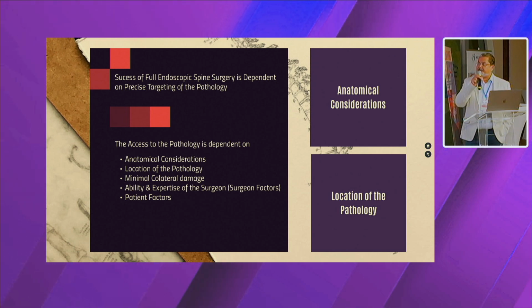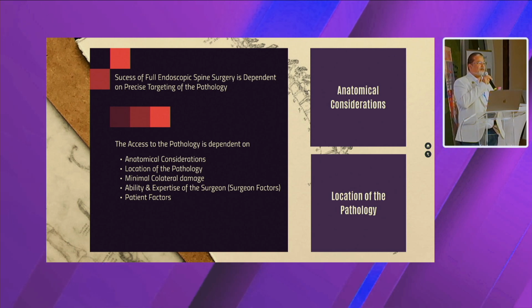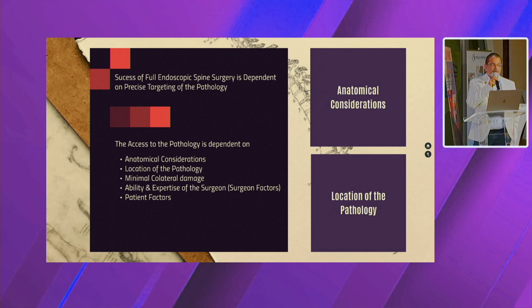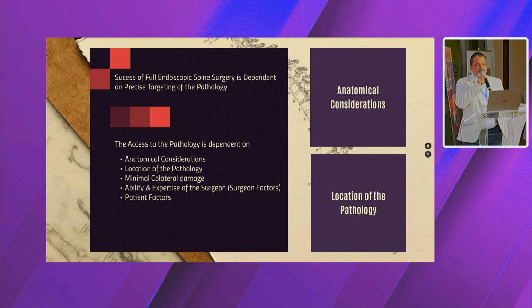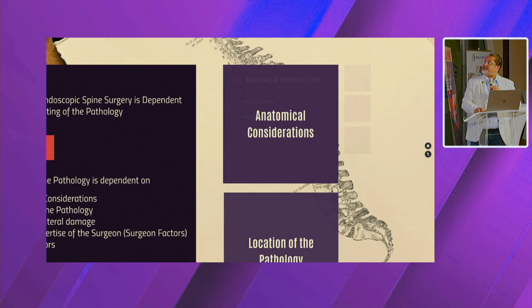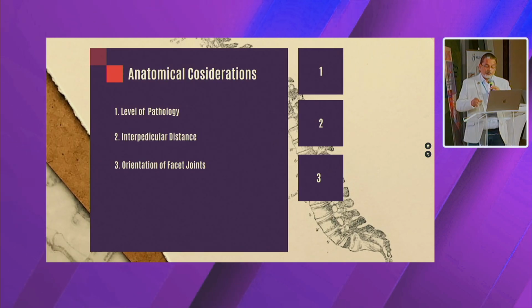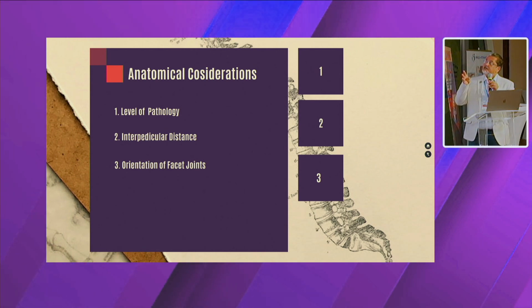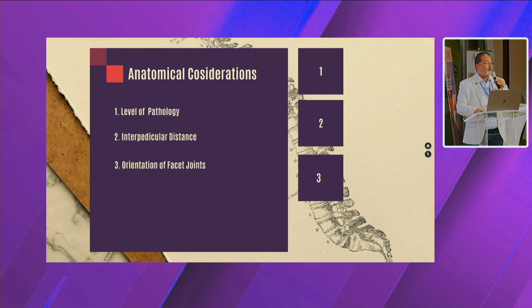The ability and expertise of the surgeon is also important. Just theoretically thinking that I'll be able to do this may not be sufficient. You need to be experienced in doing it. And other problems, like patient factors, also need to be taken into consideration. Let's see them one by one a little bit before we go. So the level of the pathology is important, as are the interpedicular distance and the orientation of the facet joints. These are the three anatomical considerations that need to be taken into account before we plan what kind of surgery needs to be performed on the patient.